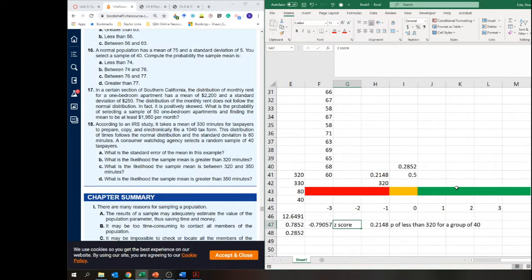Okay, and so now I also need to know, we've got 350. What is the probability of 350?